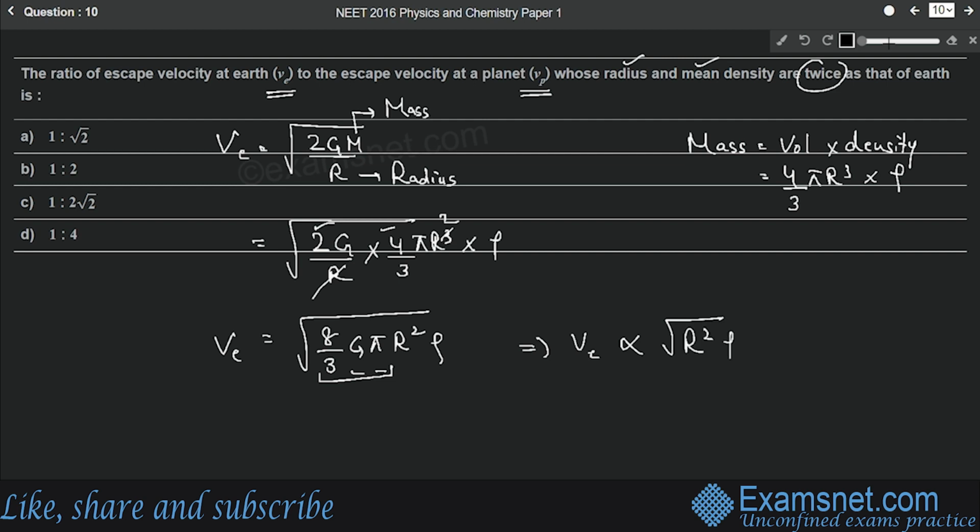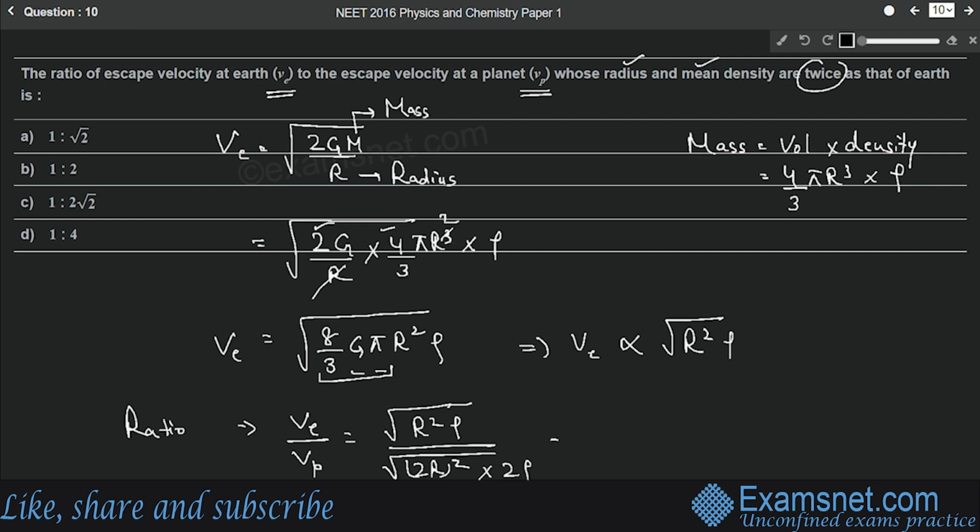Now we have to find out the ratio of the escape velocities, the escape velocity of the Earth to the escape velocity of the planet. So it will be equal to under root R squared rho, where R is the radius of the Earth and rho is the density of the Earth, divided by under root 2R squared, because the radius of this planet is double the radius of the Earth. Also the mean density is double the mean density of the Earth, so 2 rho.